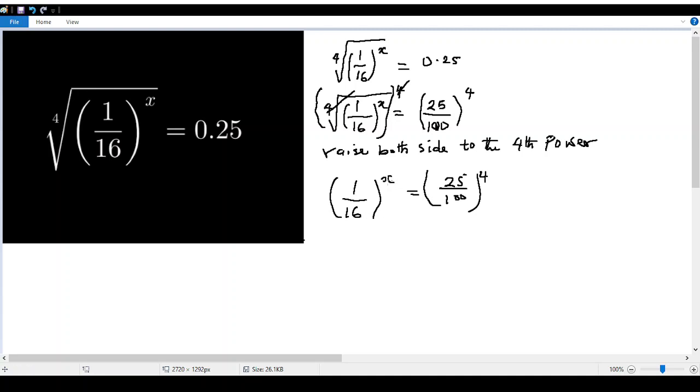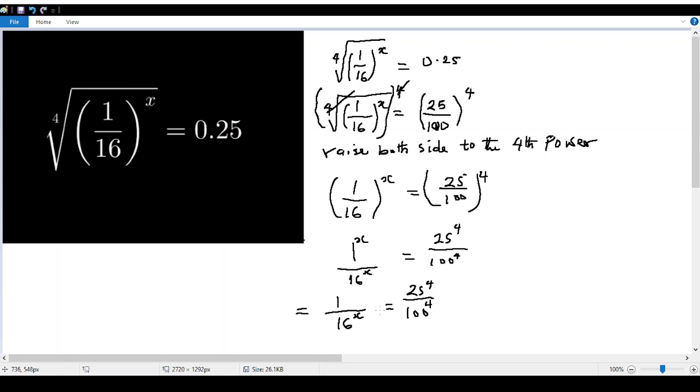The next thing we're going to do is break the bracket on the left hand side. That would mean 1 raised to the power of x and 16 to the power of x as well. We still have the same thing here, 25 to the power of 4 over 100 to the power of 4. There's something you should know: 1 raised to the power of any value equals 1. So we have 1 over 16 to the power of x equal to 25 to the power of 4 over 100 to the power of 4.